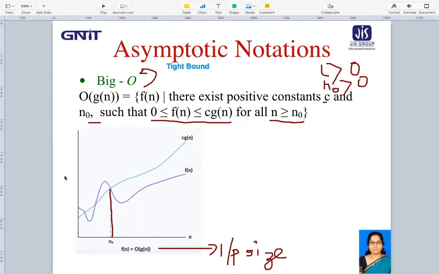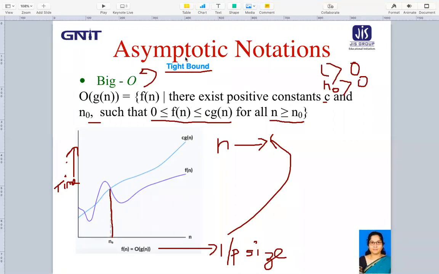And this part is the time. And here, n, what is n? Here n is equal to the input size. So as the input size increases beyond n0, f(n) will always be less than or equal to c·g(n), and therefore it is known as asymptotic tight bound, because tight bound means tight, asymptotic tight upper bound.